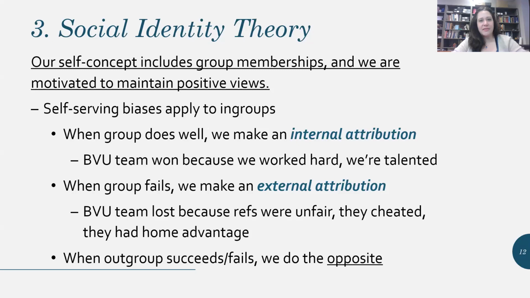So another way that we can study this with prejudice and discrimination is that when something happens in our in-group that goes well, we can make an internal attribution. So if we are the BVU students and the BVU team has a sporting event and they win, we can say that the reason that they won is because of something internal about them. They're talented, they worked really hard. They basically deserved to win.